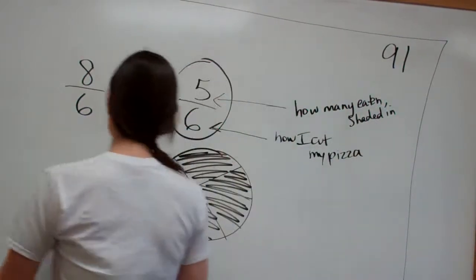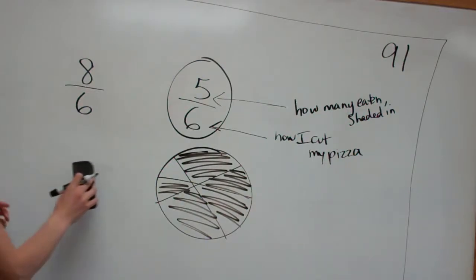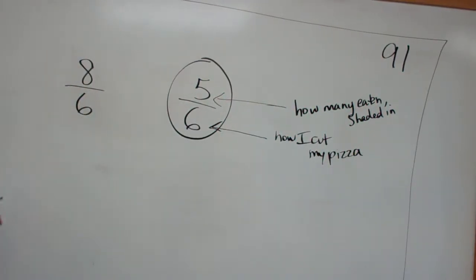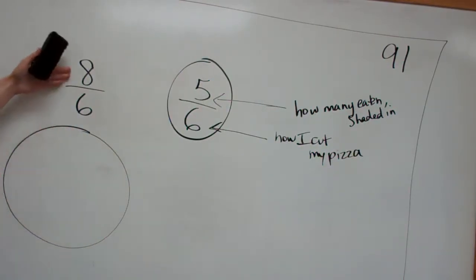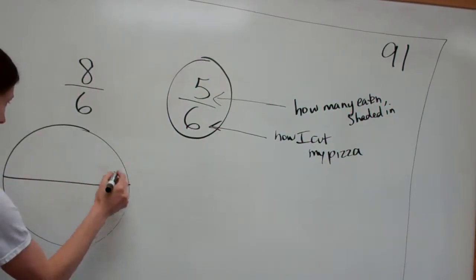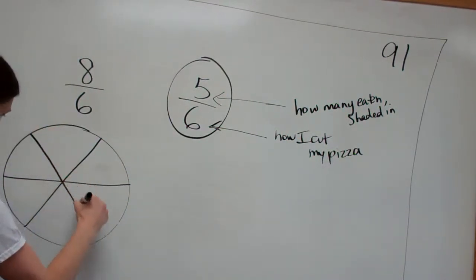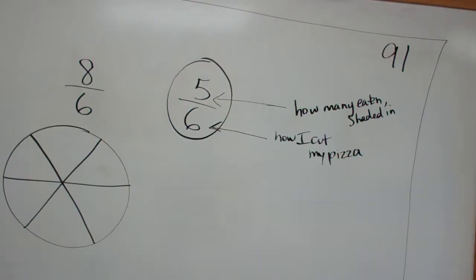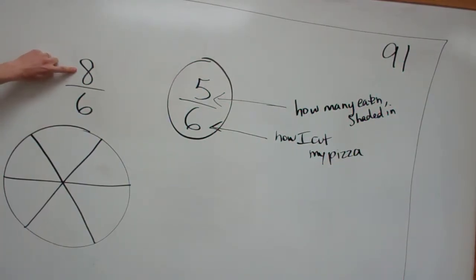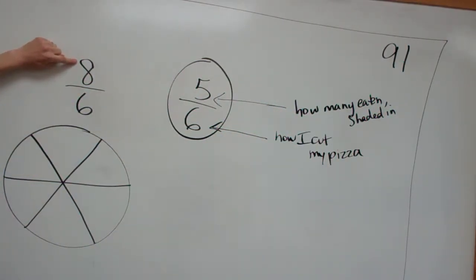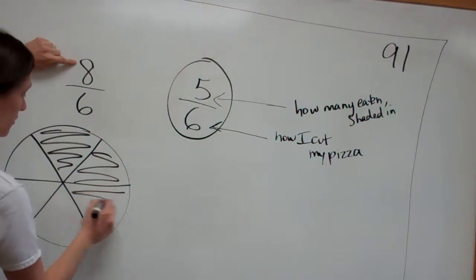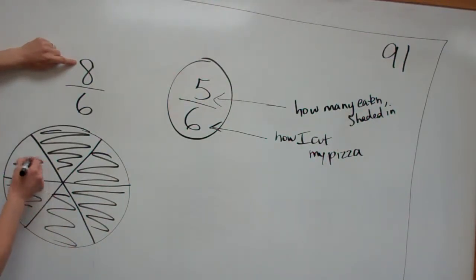Now, let's look at 8/6. Now that we know that, how am I going to break up the pizza? Into 6 pieces, even though it's 8 out of 6, right? So the 6 is how many times I break it up, and what is this one for? How many I shade in. How many do they want me to shade in? 8. 1, 2, 3, 4, 5, 6.